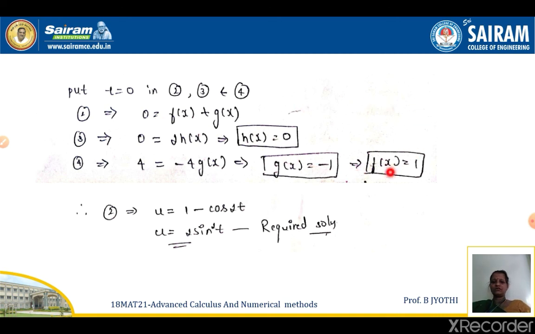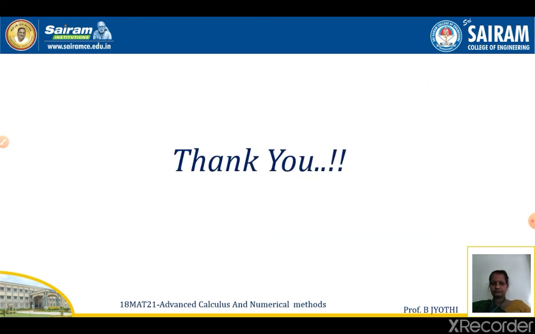Thereby we are getting all three functions, f of x, g of x and h of x. Which implies in the second equation we will replace the values of f, g and h. Then we get 1 minus cos 2t, or we can also write it as 2 sin square t. This is the required solution. Thank you.